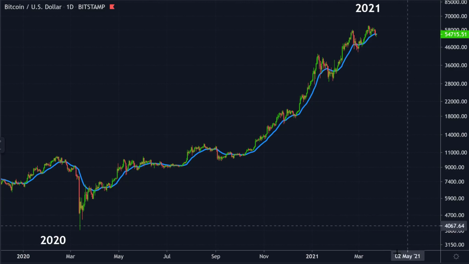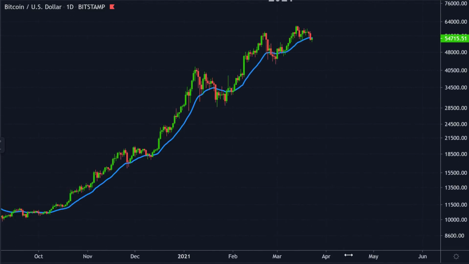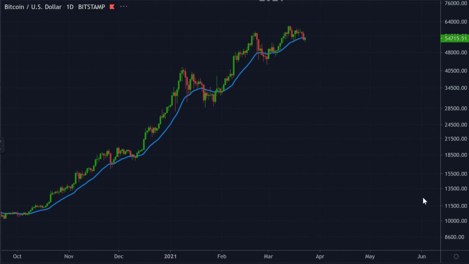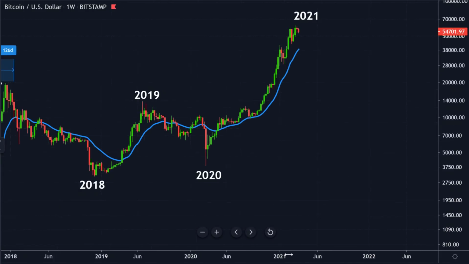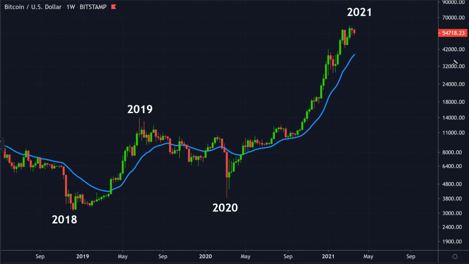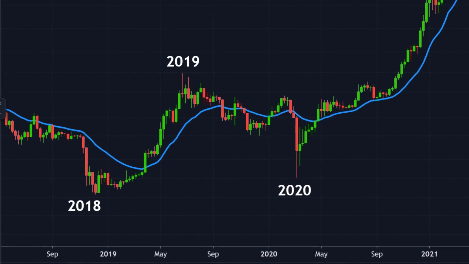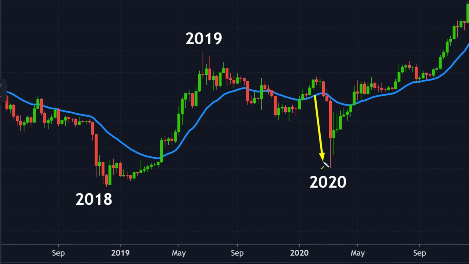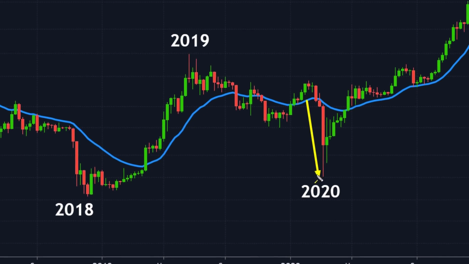First of all, this is the daily chart of Bitcoin, but actually I want to go on a higher time frame today. Go on a weekly chart. So this is the weekly chart of Bitcoin. And the reason I want to start with this chart is because we're almost a year from the crash that occurred in Bitcoin. You can see in March of last year, almost a 50% crash in Bitcoin.